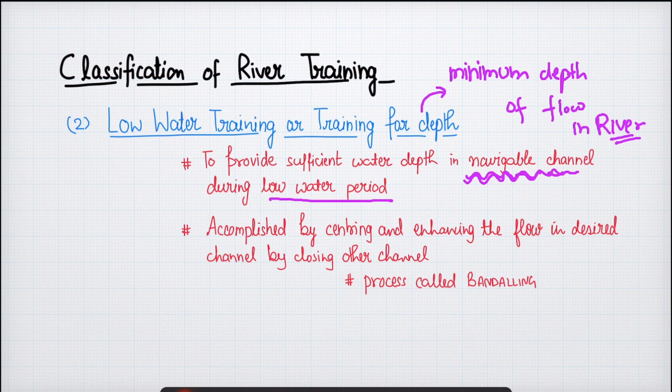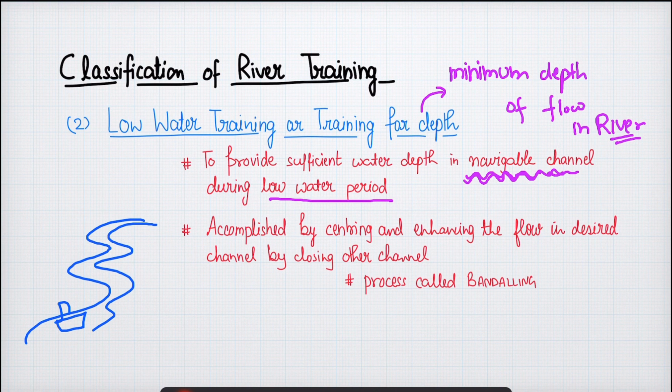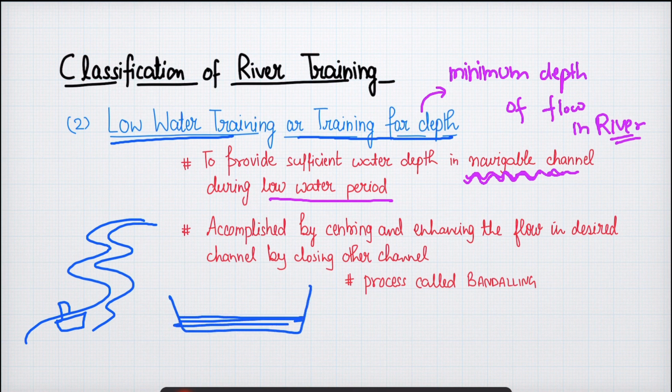If there is a river that is being used by ships for movement, through low water training, or training for depth, we want to ensure that whatever the minimum quantity required for ease of navigation is, it should always be there.